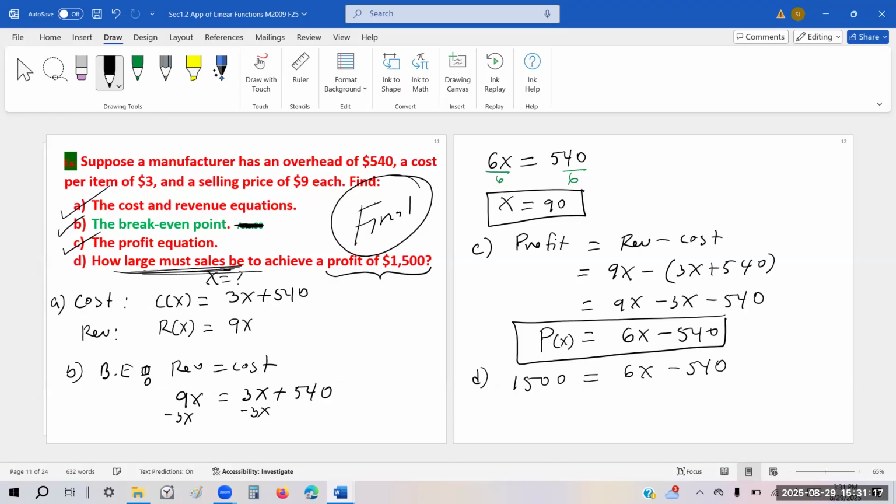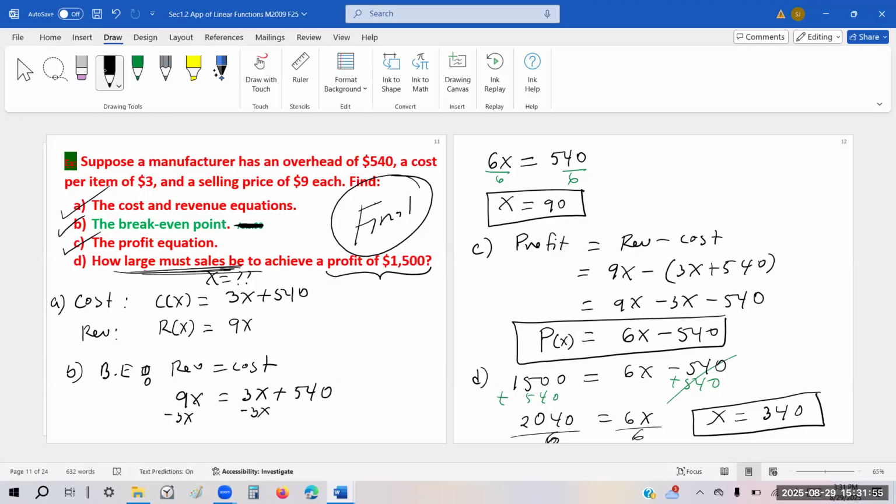What's the X? So what do you do? Add 540. So what do you get? 2040 is 6X. Divide by 6. So what is the X? Is 2040 divisible by 6? 340. Great.